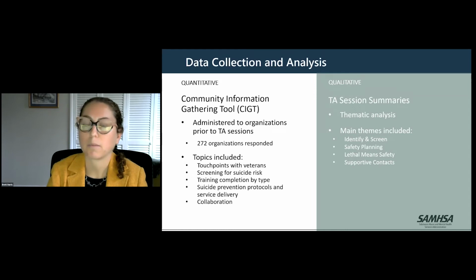And then the qualitative piece is taking the notes and the session summaries from the 24 communities and the different modules that they participated in. We identified some main themes that map closely to the intercepts as part of this whole process. We're going to go over them one by one: identify and screen, safety planning, lethal means safety, and supportive contacts. Next slide.